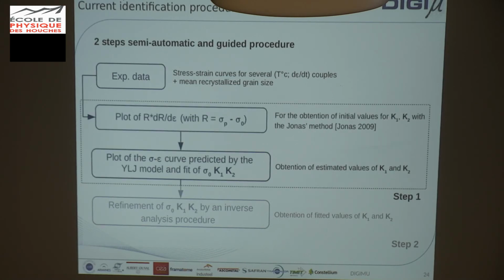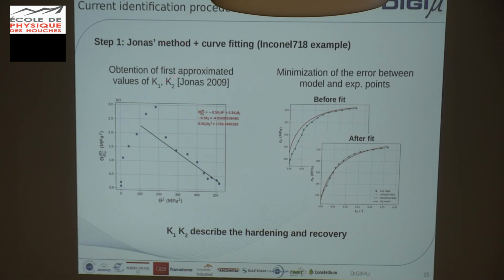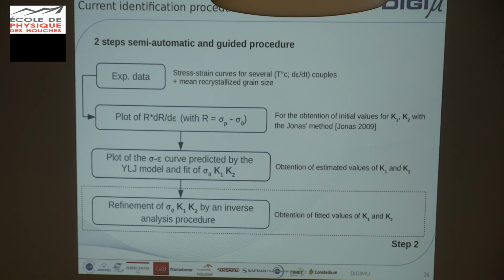For that we are using a two-step and semi-automatic procedure, starting from experimental data: stress strain curves for several coupled temperatures and strain rates, and also targeting mean grain size. That first step is performed using the Jonas method at first. It's a kind of graphical method based on analysis of the stress strain curve, especially on performing some derivatives and then using them to graphically obtain values for those two parameters, the hardening one and the recovery one. And then a curve fitting is made between the experimental points and what is predicted by the estimated values from the Jonas method, in order to refine those parameters. And at the end of this first step, we don't know anything about the quality of the prediction regarding recrystallized grain size.